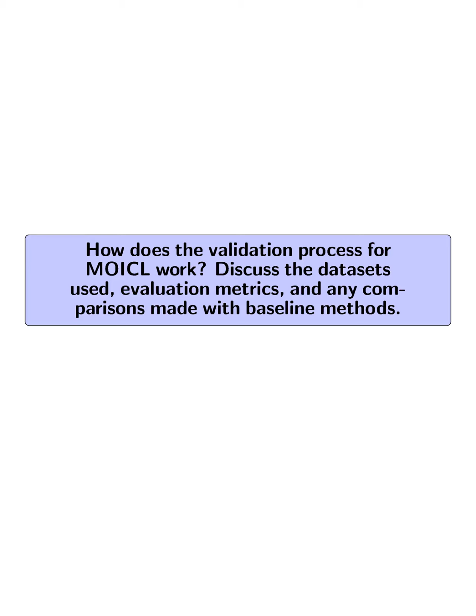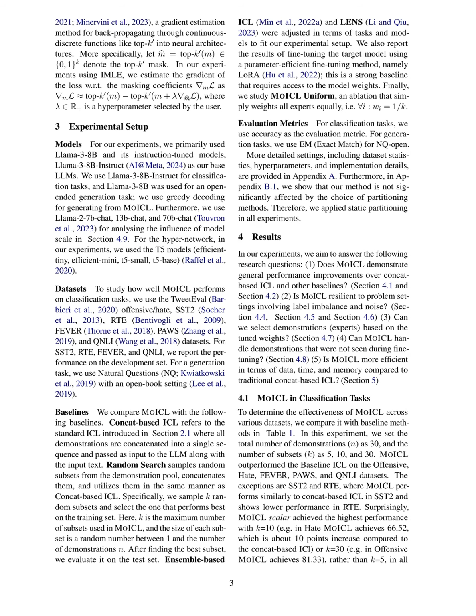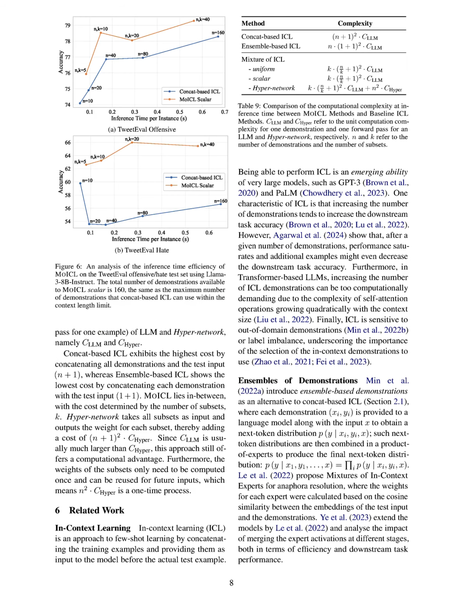Discuss the datasets used, evaluation metrics, and any comparisons made with baseline methods. The validation process for mixtures of in-context learners, MoICL, involved extensive experimentation across various datasets, including tweet-eval offensive and hate, SST2, RTE, FEVER, PAWS, and QNLI for classification tasks, and Natural Questions for open-ended generation tasks. The evaluation metrics used were accuracy for classification tasks and exact match (EM) for generation tasks.